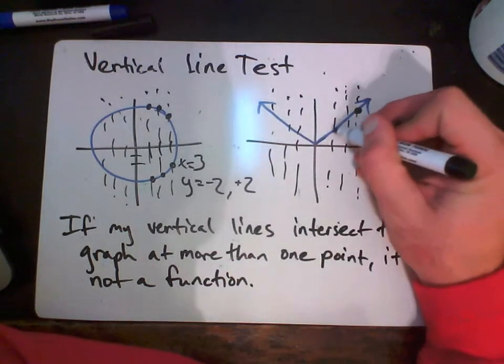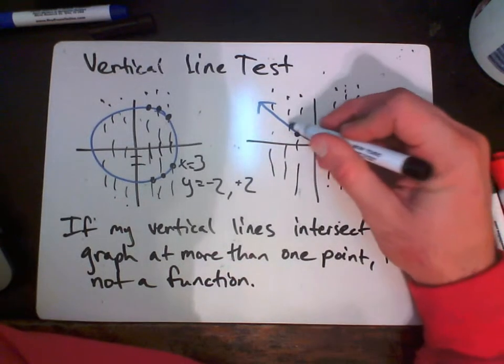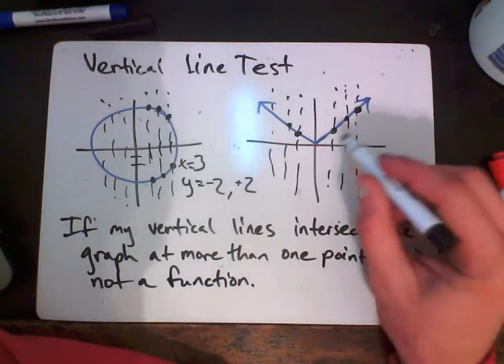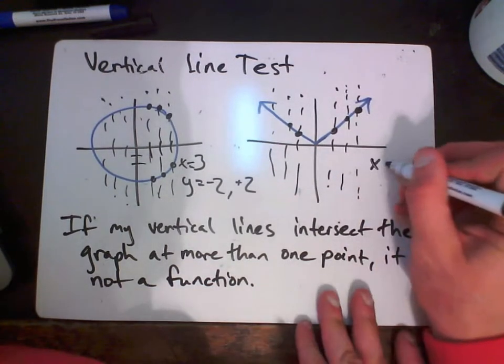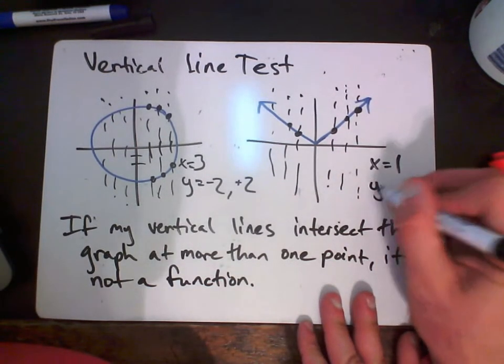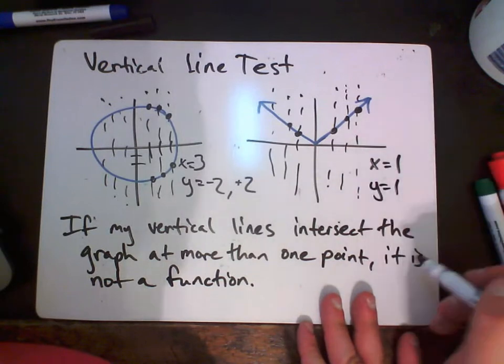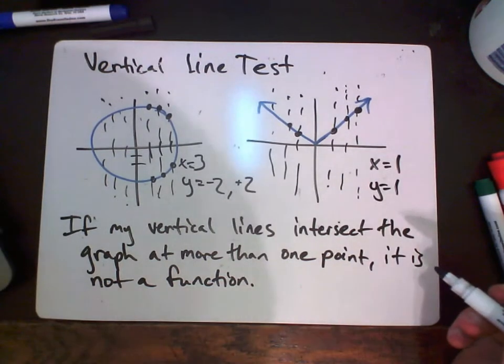See, each line only intersects at one point at a time. This tells me that for every one x value, there is only one y value. And I do believe I've taken enough of your time today.